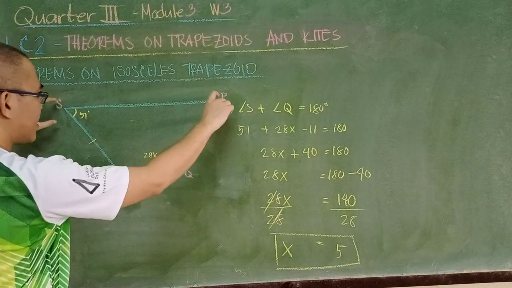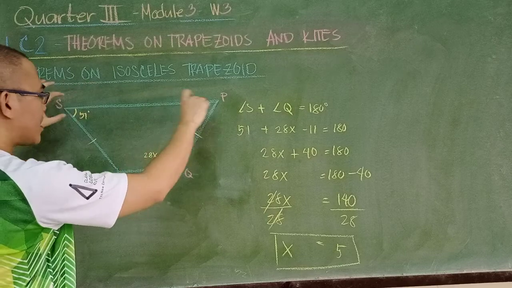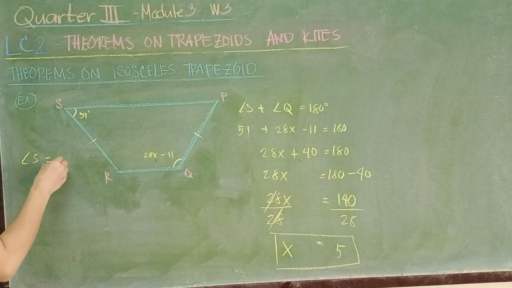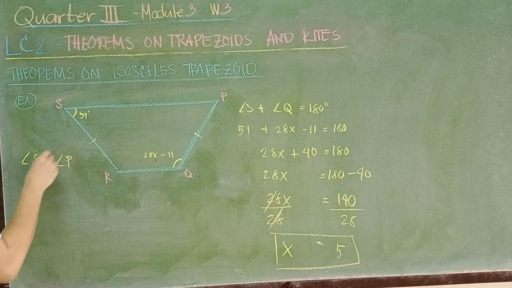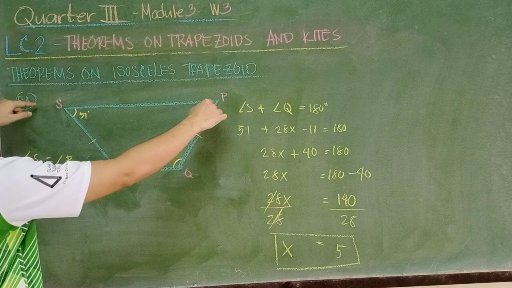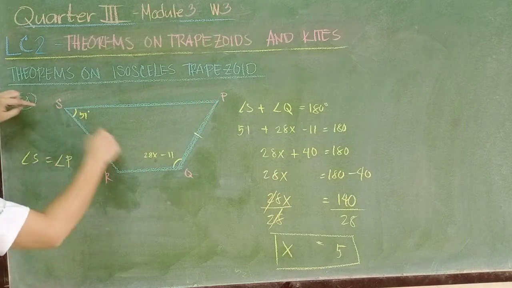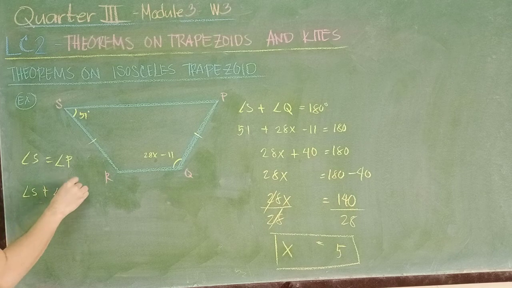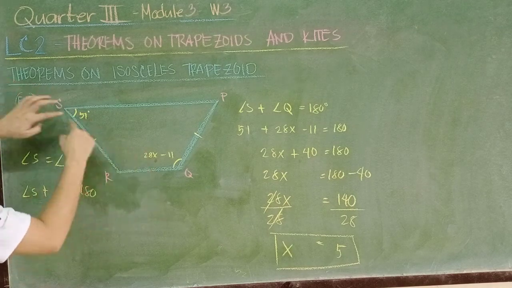And then, itong dalawa, para sila ng sukat. So, itong dalawa, halimbawa, magiging angle S is equal to angle P. Ganyan ang gagawin mo kung silang dalawa, kasi alam natin kung congruent yung mga base angle. Kapag naman opposite angles, angle S plus angle Q is equal to 180, kasi supplementary yung mga yan.